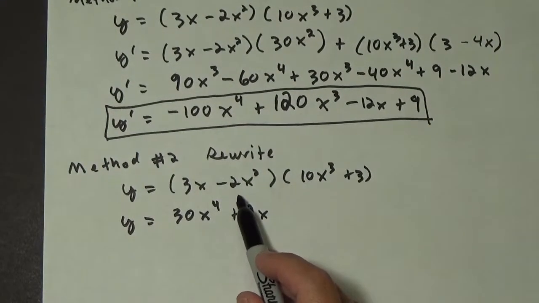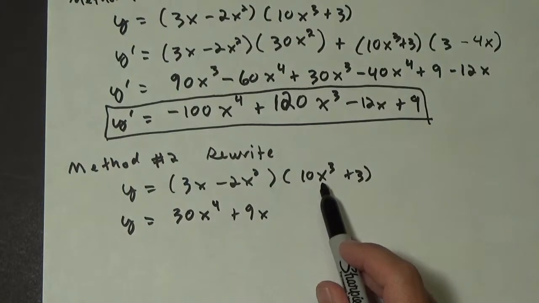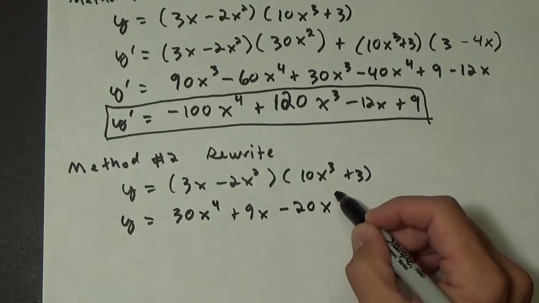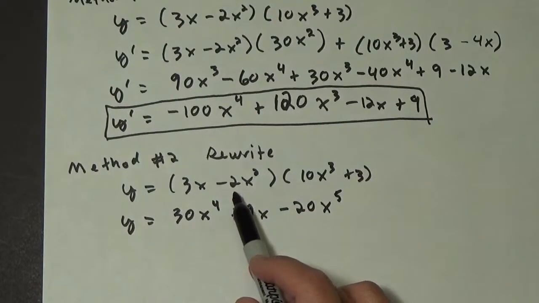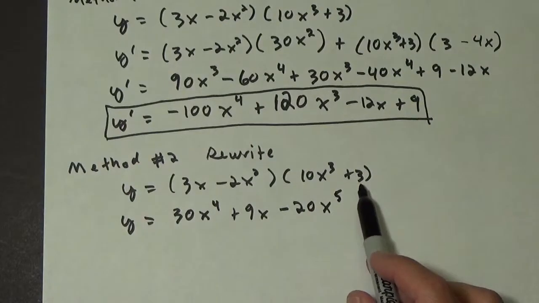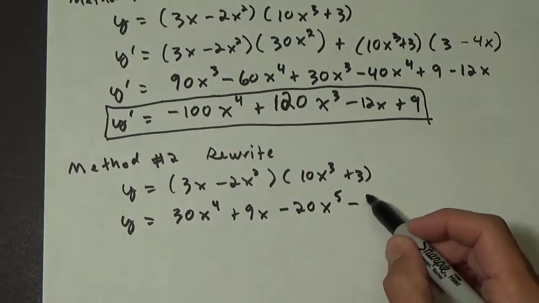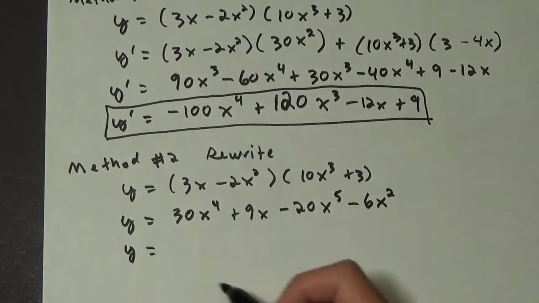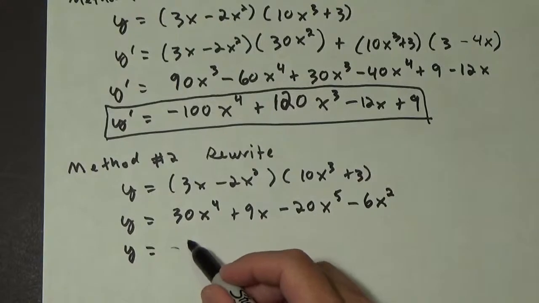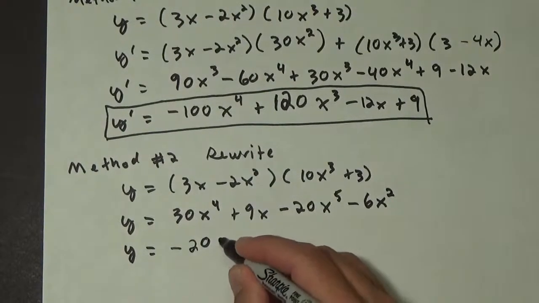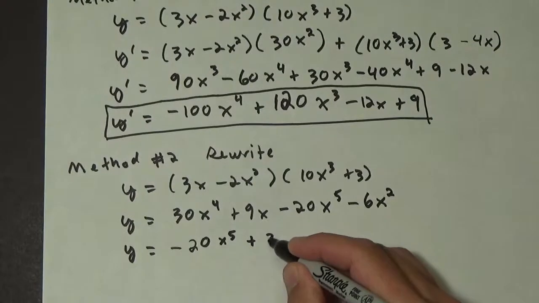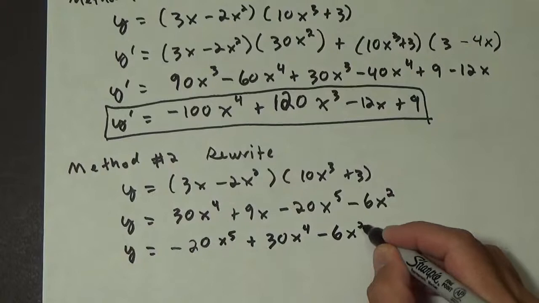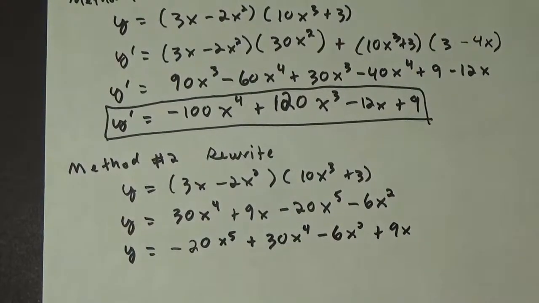And negative 2x squared times 10x cubed, wait, that's a negative 20x to the fifth. And then a negative 2x squared times 3 is a negative 6x squared. Okay, so let's rewrite this so it's in standard form. We have a negative 20x to the fifth plus 30x to the fourth minus 6x squared plus 9x.